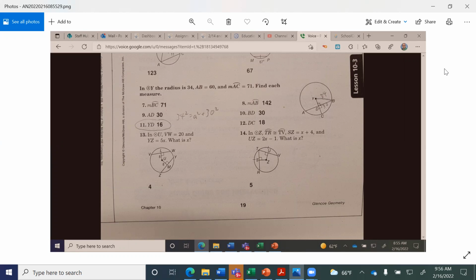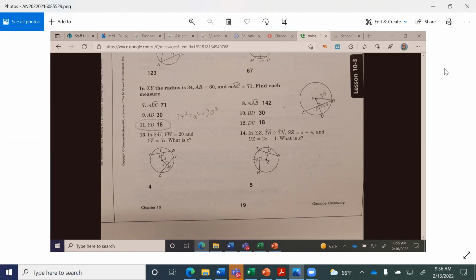Since they told us that the entire line AB was 60, that line, since it's perpendicular, is bisecting it. So split 60 in half. Each one of the 2 parts of the chord would be 30. For the last one, you would have had to draw in an extra radius in order to solve for that missing piece. So here, that radius was 34. And once you had that radius, you had a right triangle. So we're using Pythagorean theorem. Set up Pythagorean theorem, solve for the missing piece. And this one, the missing piece was 16.